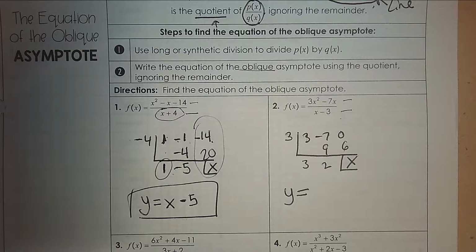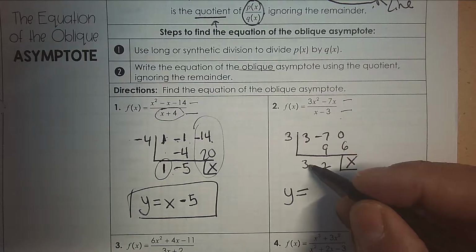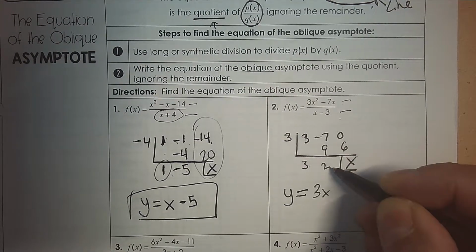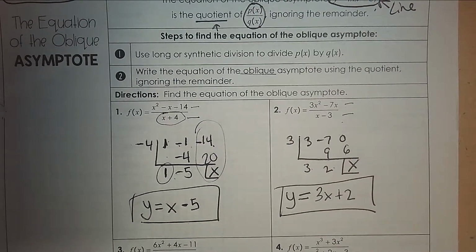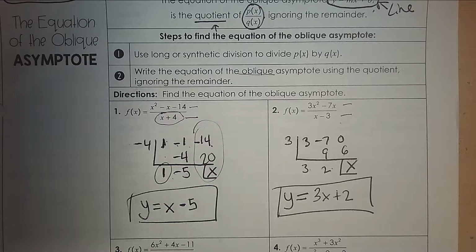And I'm purposely putting an x where the remainder is so I don't get fooled by that number, because it has no consequence to the slanted asymptote. So what's the slope of my line? 3. And the y-intercept. Number 3.